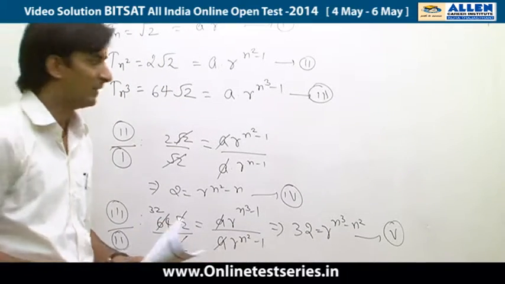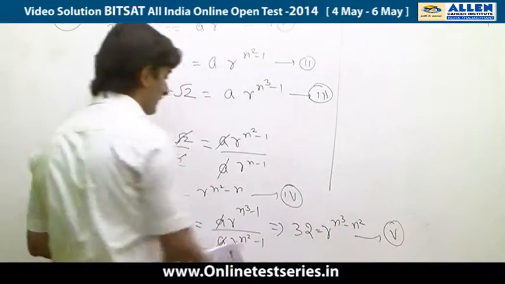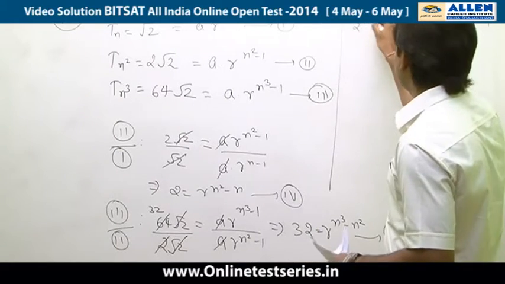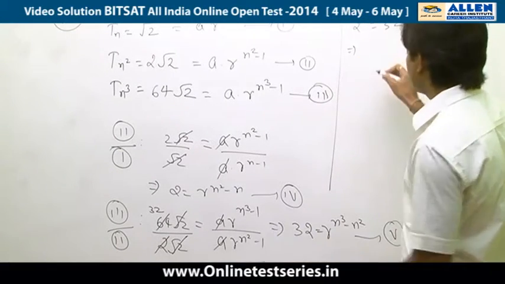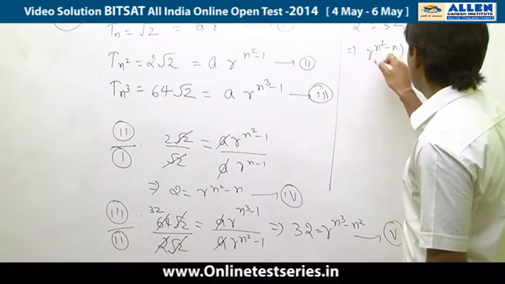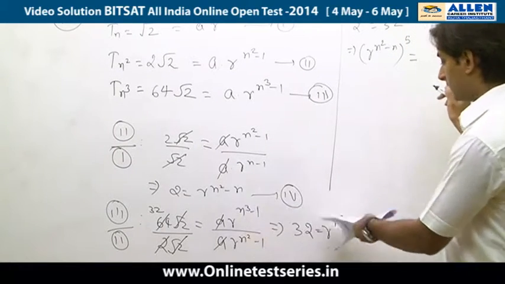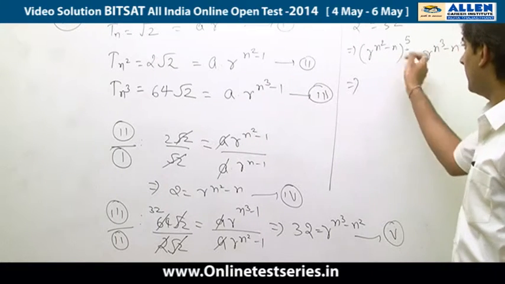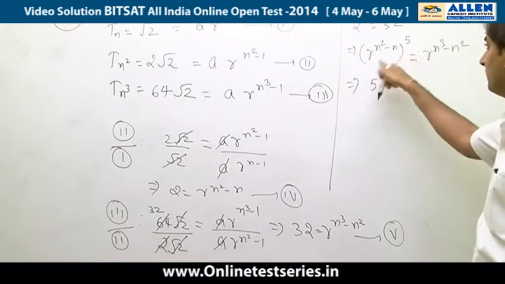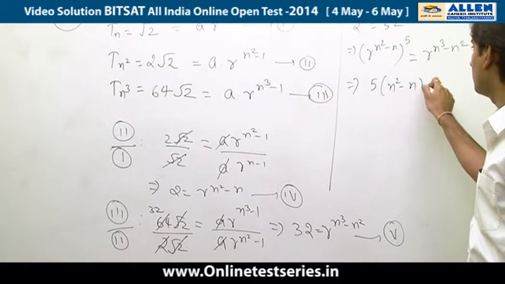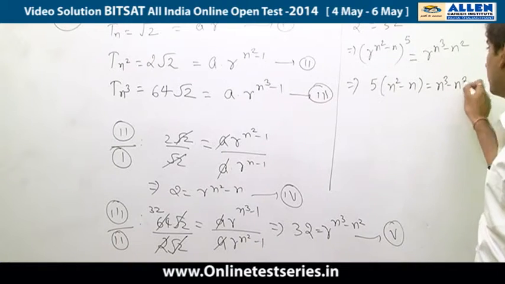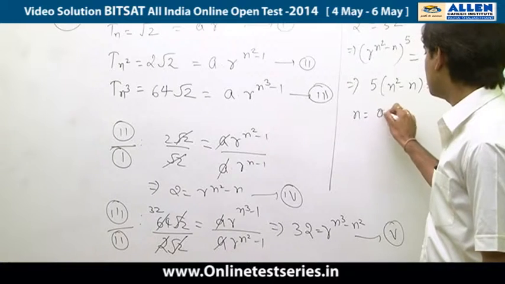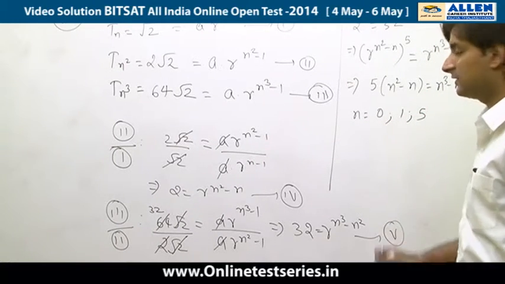These two equations can be solved because of 2 and 32. 32 can be written as 2 raised to power 5. So for solving these two equations, we can write 2⁵ = 32, which implies (r^(n²−n))⁵ = r^(n³−n²). Since the bases are the same, this will give us 5(n²−n) = n³−n². This equation can be very easily solved. It will give us three values: n = 0, 1 and n = 5.